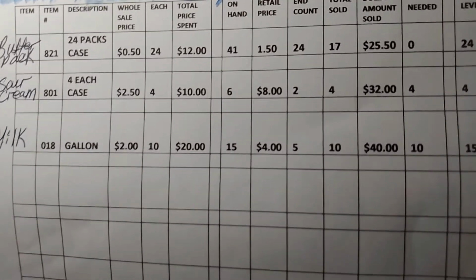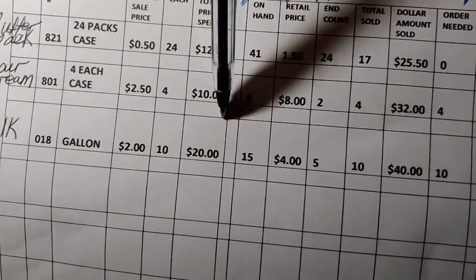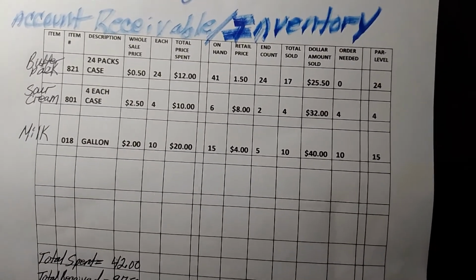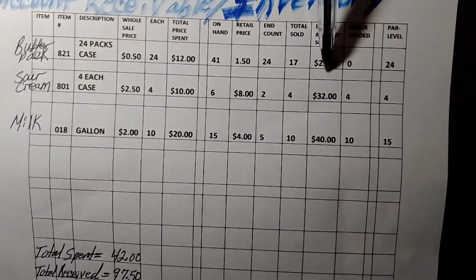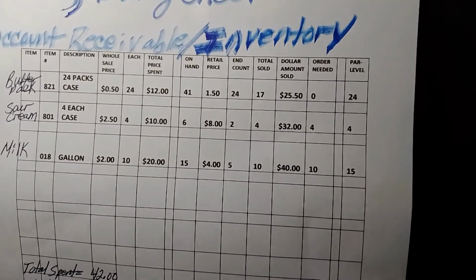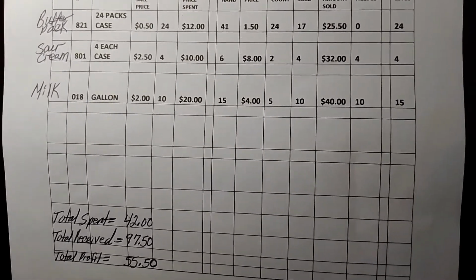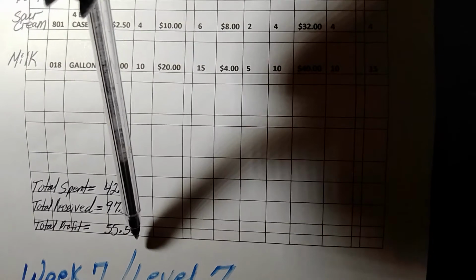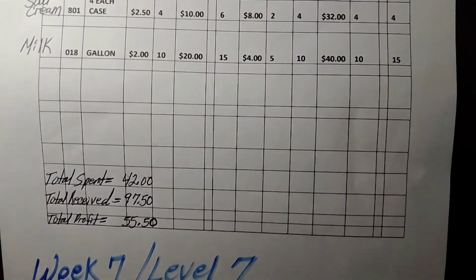Okay, and then for the dairy, this is how you find out the profit. Total spent, you'll add these numbers here. And that will give you $42 is what we spent on dairy products this week. Then, total received, you'll add this column up because this is how much money our customers spent with us this week in our dairy department. Okay? And that's $97.50. Okay? And then, to find out what our profit was off of dairy, it's $55.50. Because $97.50 minus the $42 that we spent is $55.50.